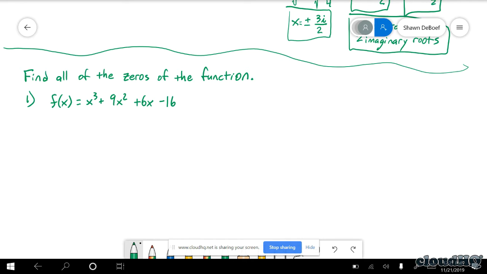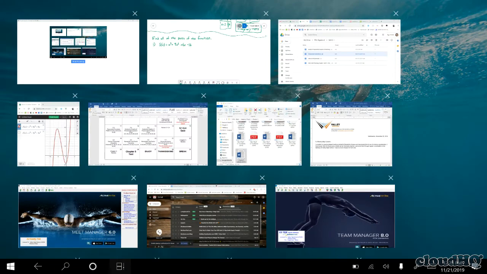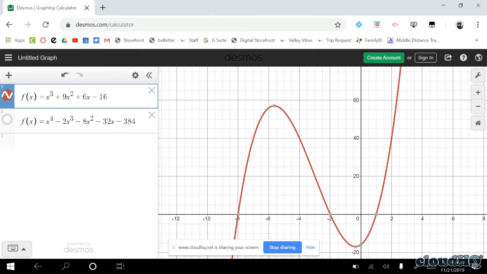What we're going to do is we're going to do a little bit of cheating. We're going to look at the graphs and let the graph help answer our question. So I've got this already graphed on Desmos. Let me switch over. Oops, wrong window. Try again. Desmos right here. Okay, so I have this same function graphed. I think that's the same one, right? x to the third plus 9x squared plus 6x minus 16. Yeah, the first one up here.